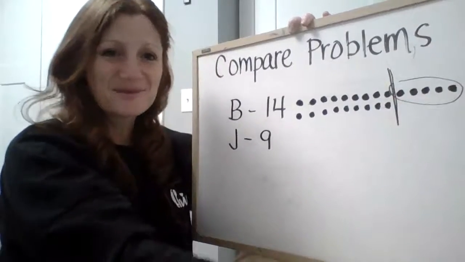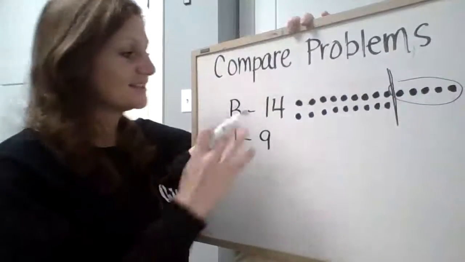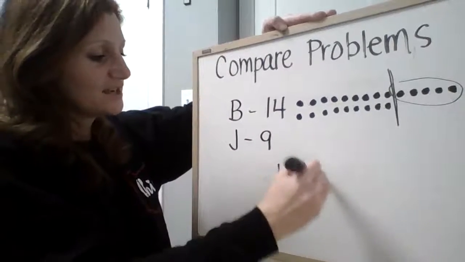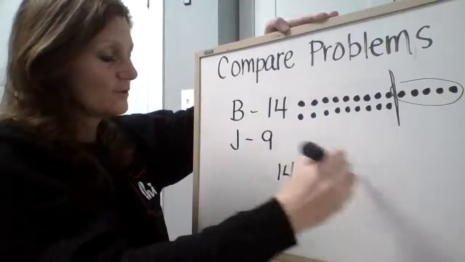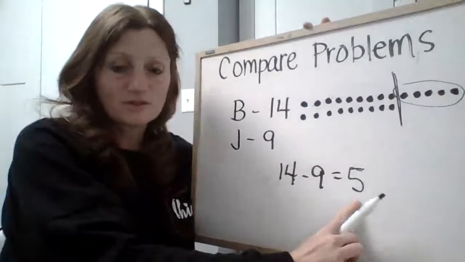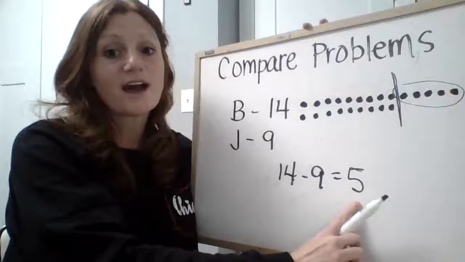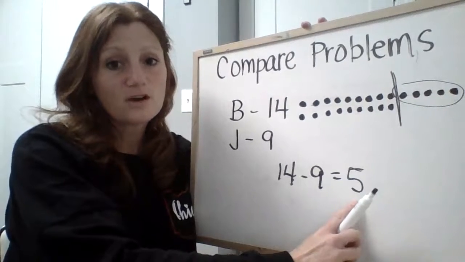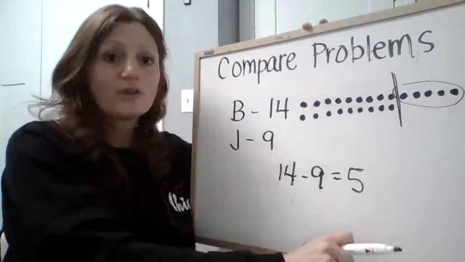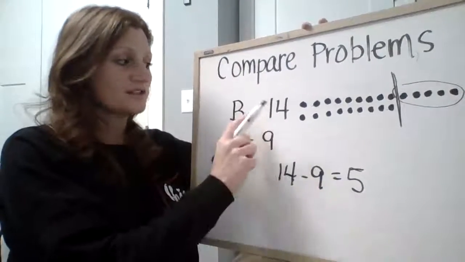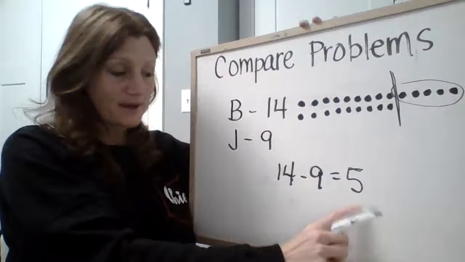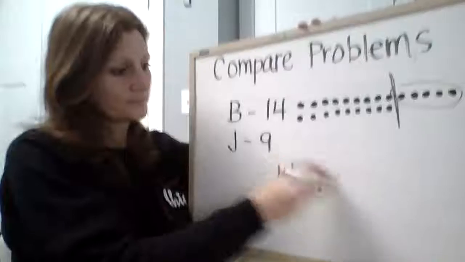Oops, we ended up with the same number for this one too, but that's okay. It just happened to work out that way. So we've got 14 minus 9 equals 5. So we know the difference between those two numbers is 5. Ben has 5 more Pokemon cards than Jimmy, or we could say Jimmy has 5 fewer Pokemon cards than Ben, or Jimmy has 5 less Pokemon cards than Ben. Okay?